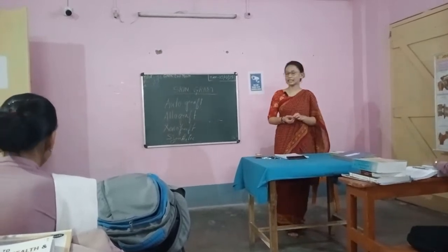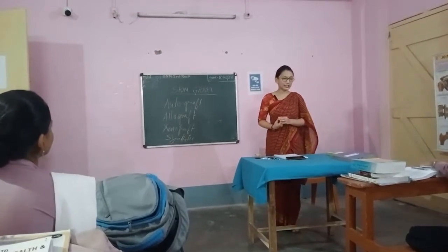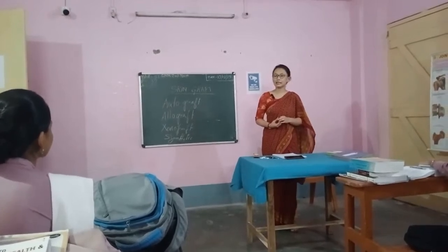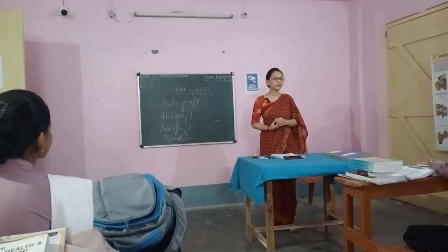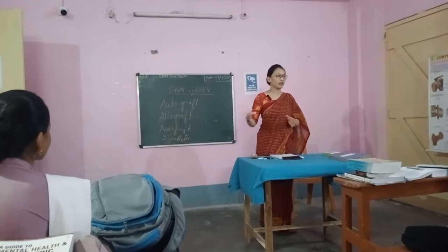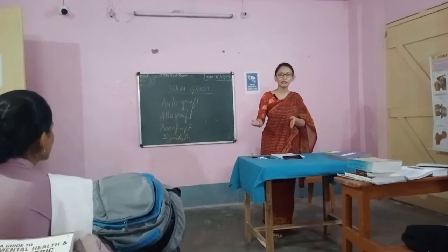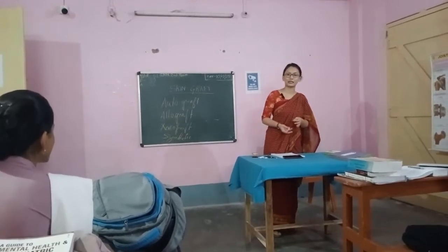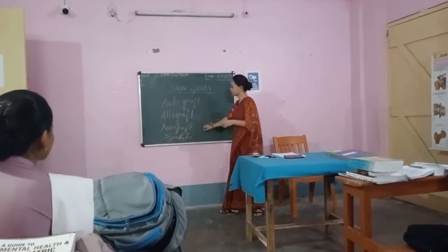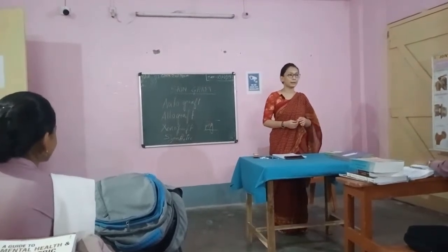And third is xenograft, also known as heterograft. The skin is taken from another species, not from man. The second one was from man to man, and the third one, xenograft, is from other species like pig. Right? It may be any other species, but one example is that the skin can be taken from the pig.